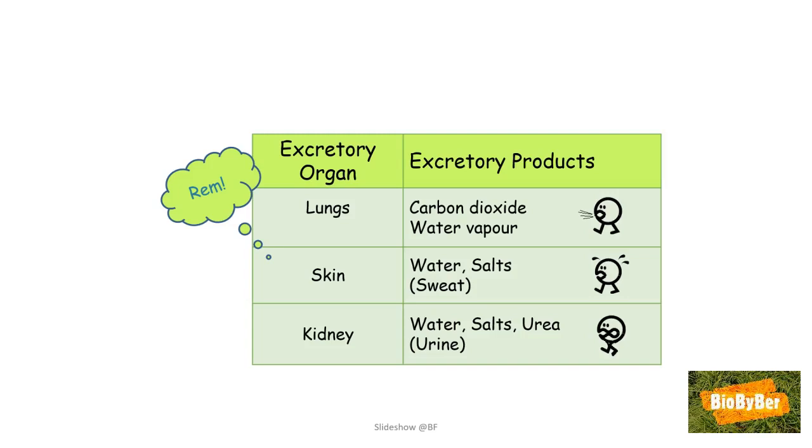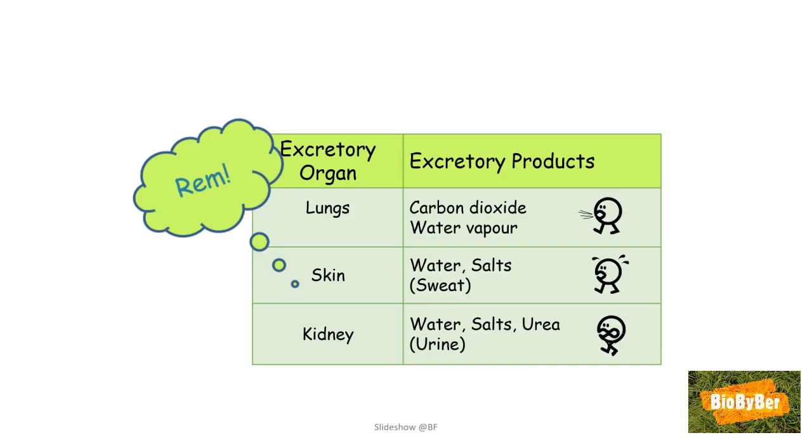You might recall the excretory organs. Our excretory organ was the lungs, and the excretory products, the waste materials, are carbon dioxide and water vapour. Another excretory organ was the skin, and the wastes that the skin will eliminate are water and salts, also known as sweat. The advice would be to always use the words water, salts, and put sweat in brackets. The kidney is another excretory organ, getting rid of the products water, salts, urea, and urine in brackets. Remember, you breathe out the wastes, you sweat out the wastes, or you wee out the wastes.